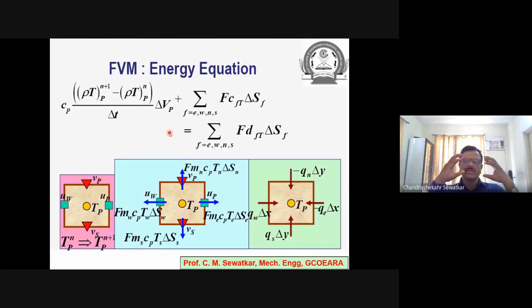Now these algebraic equations are required to be solved. How to solve these equations is the main important thing which we will be trying to learn in the present lecture, in the present session.